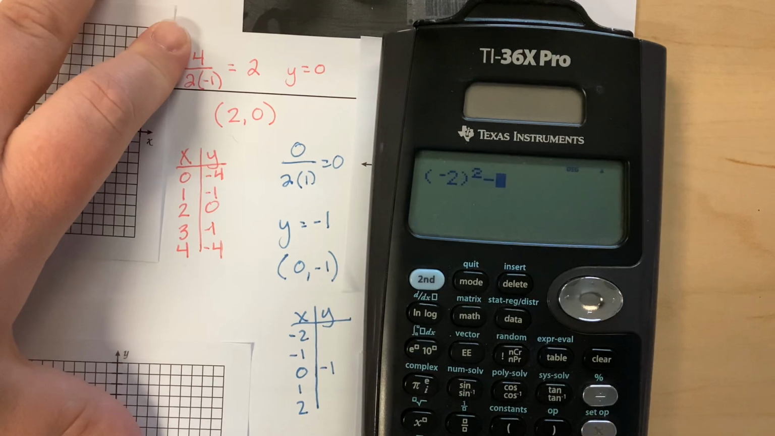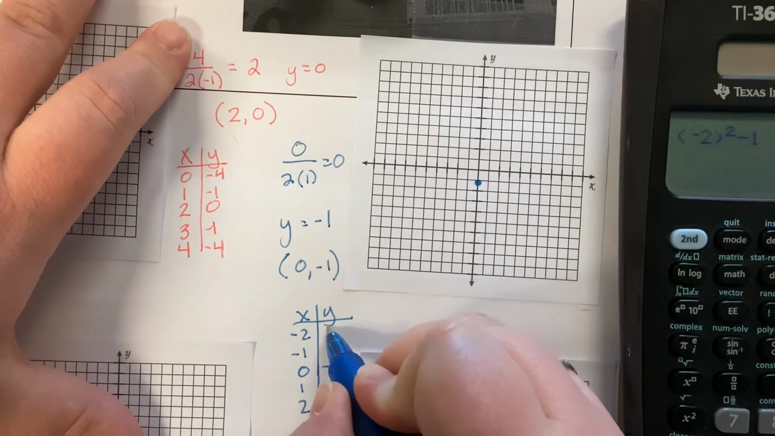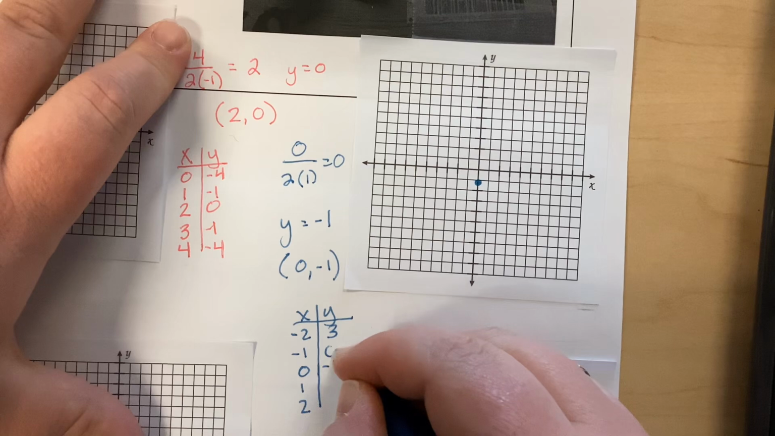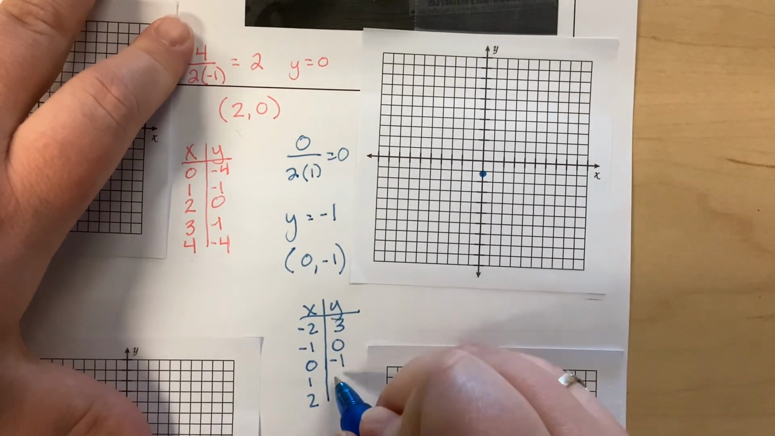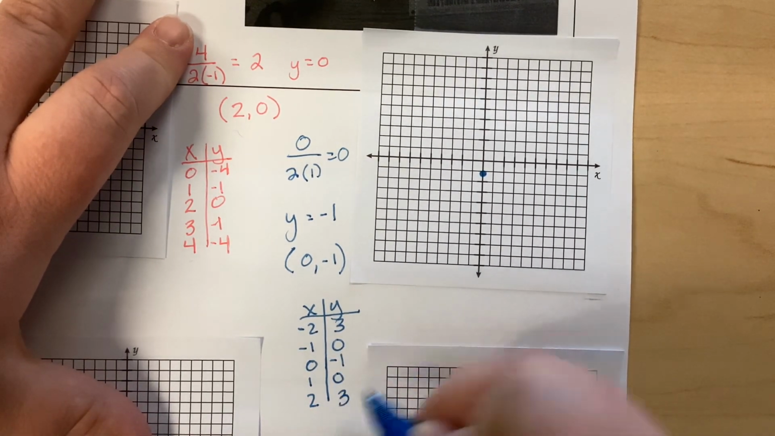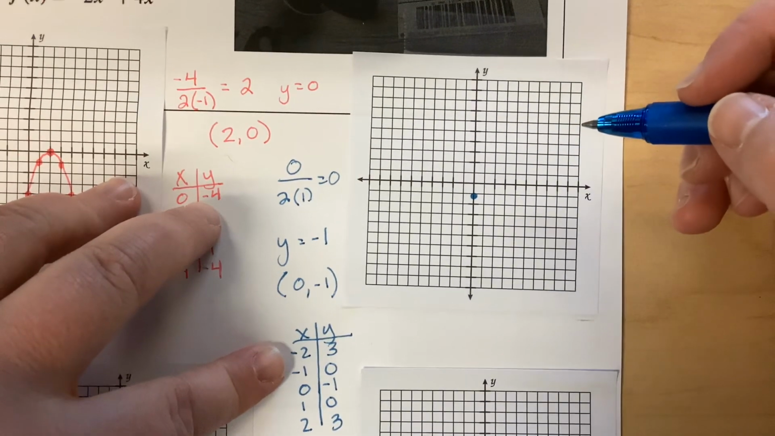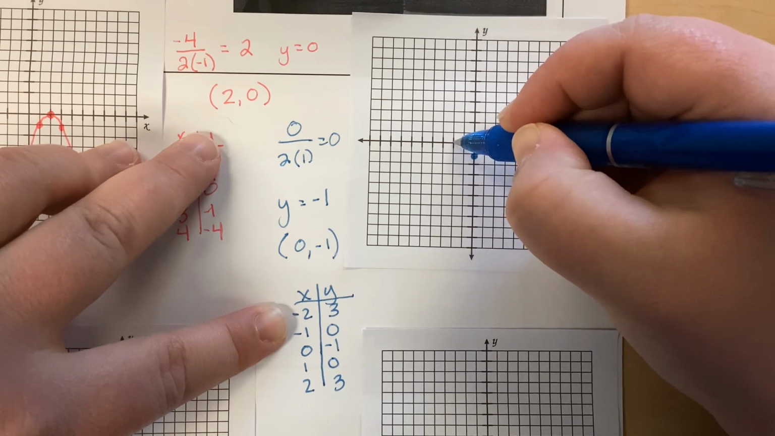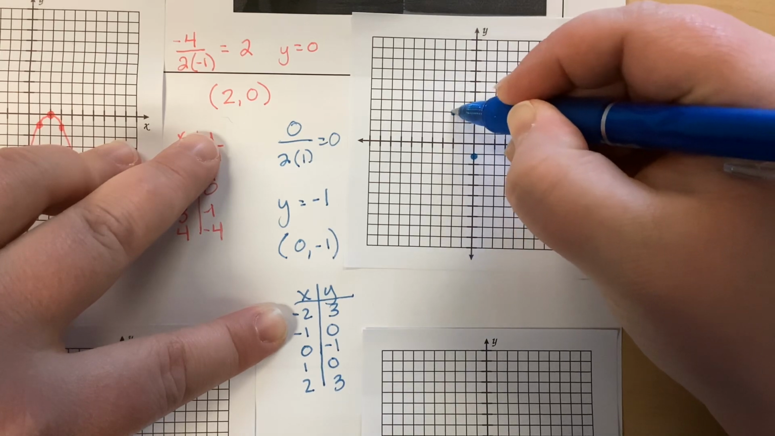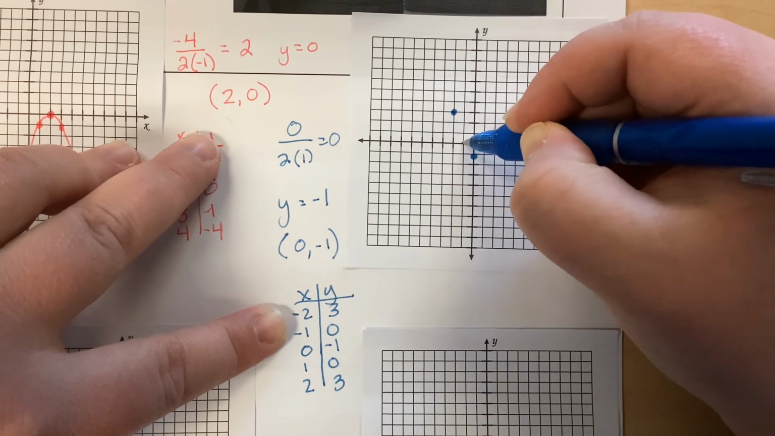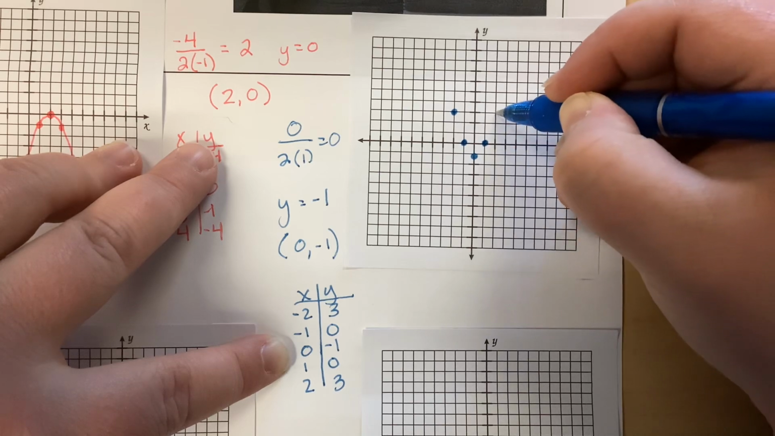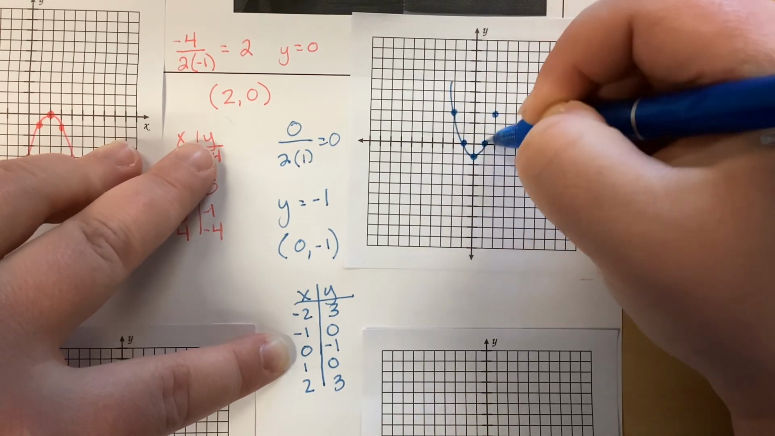Negative 2 squared minus 1 is 3. And then if I do negative 1 squared minus 1, I get 0. 1 squared is 1, minus 1 is 0. 2 squared is 4, minus 1 is 3. All right, so let's plot the points. We've got negative 2, positive 3, negative 1, 0, 1, 0, and 2, 3. So there is our quadratic.